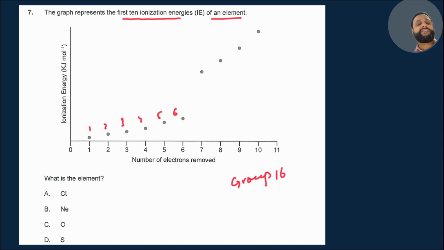Let's narrow down the choices. Chlorine, no. Neon, no. So that leaves us between oxygen and sulfur. Oxygen will have a maximum of 8 electrons, but we have been given the 10th ionization energy of an element. Hence, oxygen is not the option. So the correct answer is sulfur.